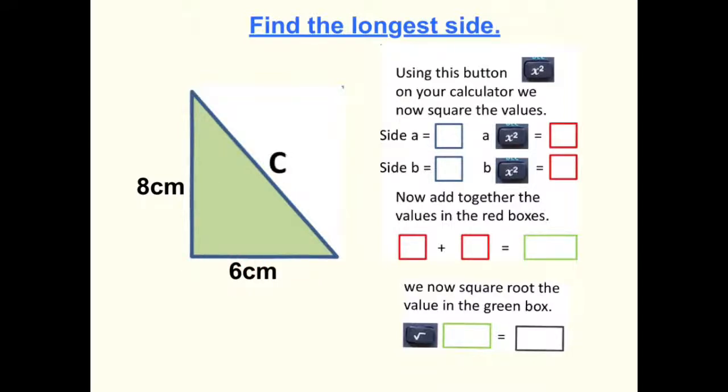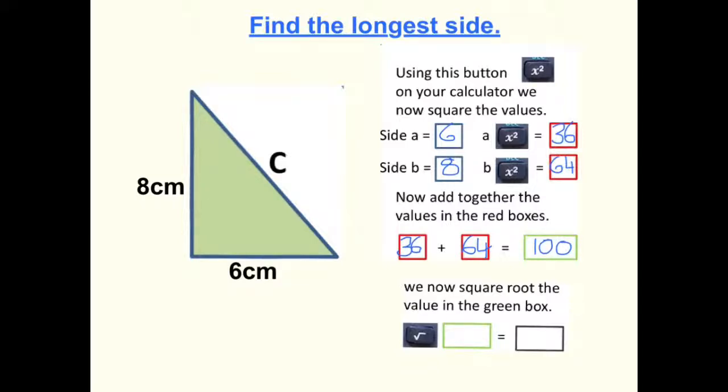So side a is 6 centimetres. If I type that in and then press this square button just here, I'm going to get an answer of 36. And side b is 8. If I square that, I'm going to get 64. Now, what I'm going to do is add those two lengths together. So 36 plus 64 gives me a total of 100.